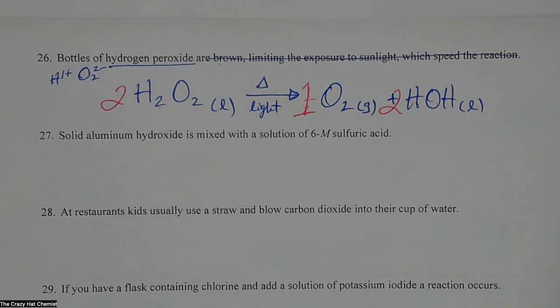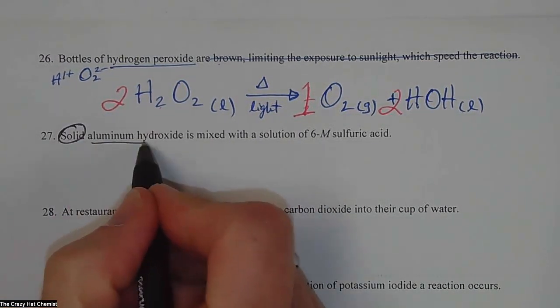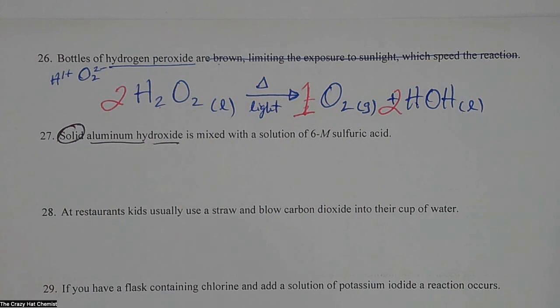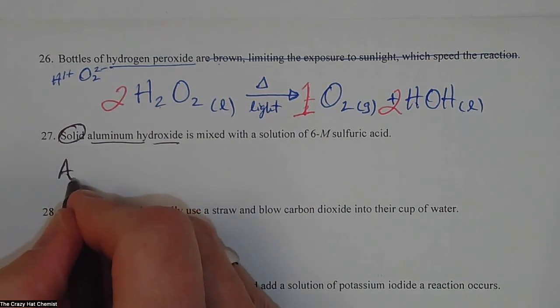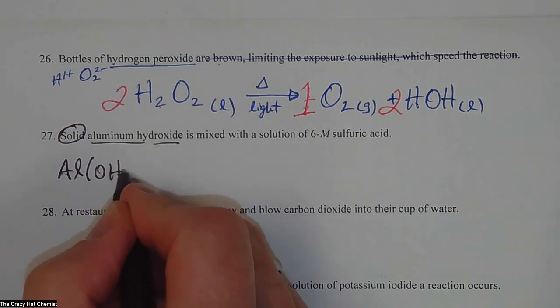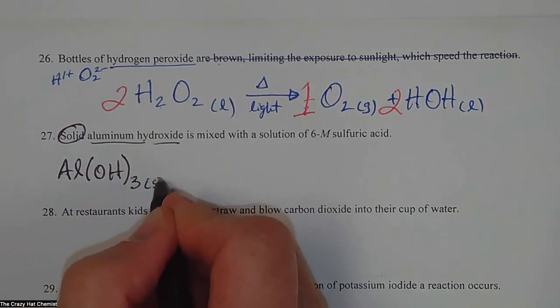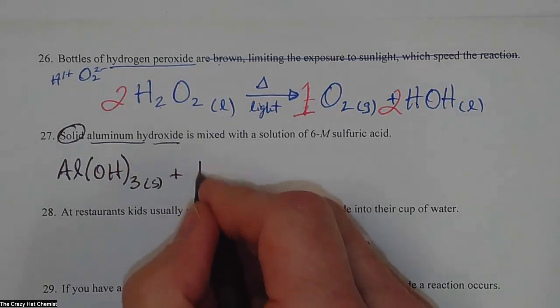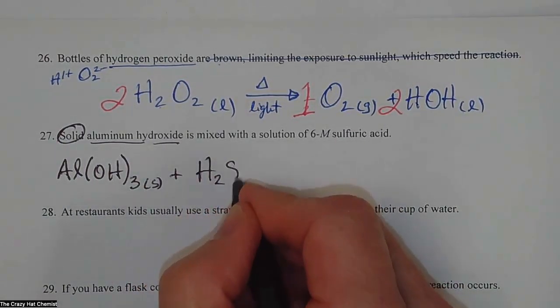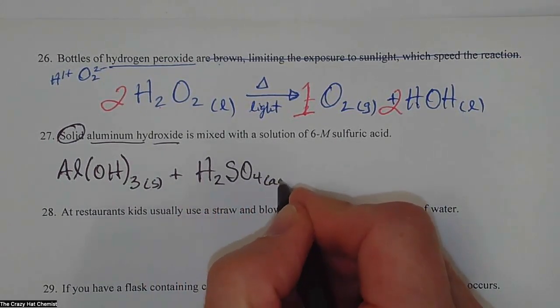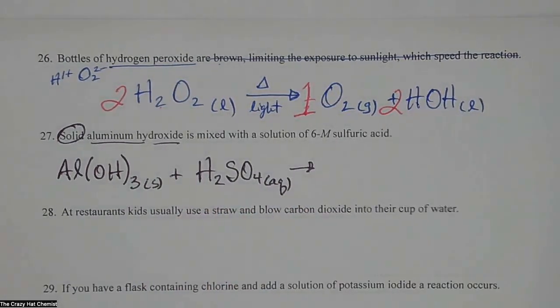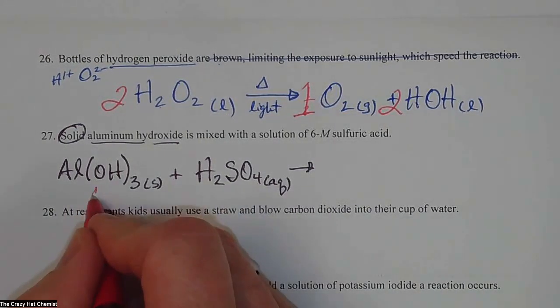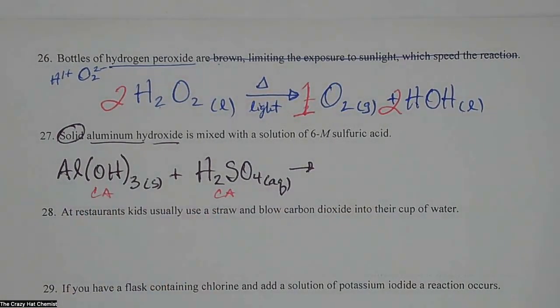All right, next one. Number 27 says solid aluminum hydroxide. Aluminum is a 3+ charge. Hydroxide is a polyatomic ion. We have used aluminum hydroxide before in this worksheet. That's a 3, and it says solid, is mixed with a solution of sulfuric acid. We've also used sulfuric acid, so I'm going to just blanket write that down. H2SO4, that's coming from sulfate. That's aqueous. Okay. Arrow. This is a cation, anion, cation, anion, the classic double displacement reaction.